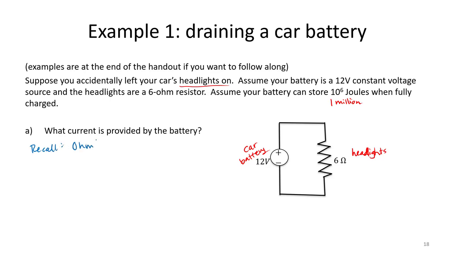Were you thinking to use Ohm's law? Remember, voltage is current times resistance. So in this case, 12 volts is current times 6 ohms. So all we need to do is solve for I. We determine that our current I is 2 amps.